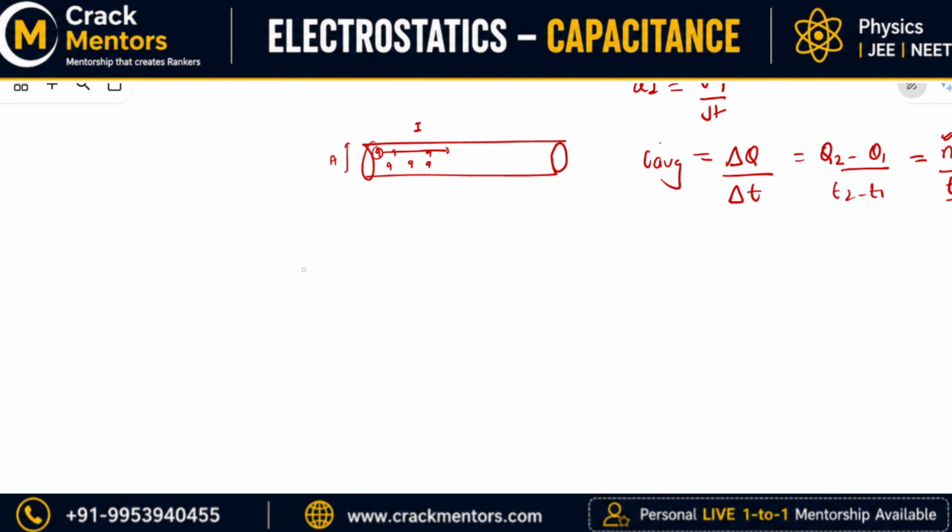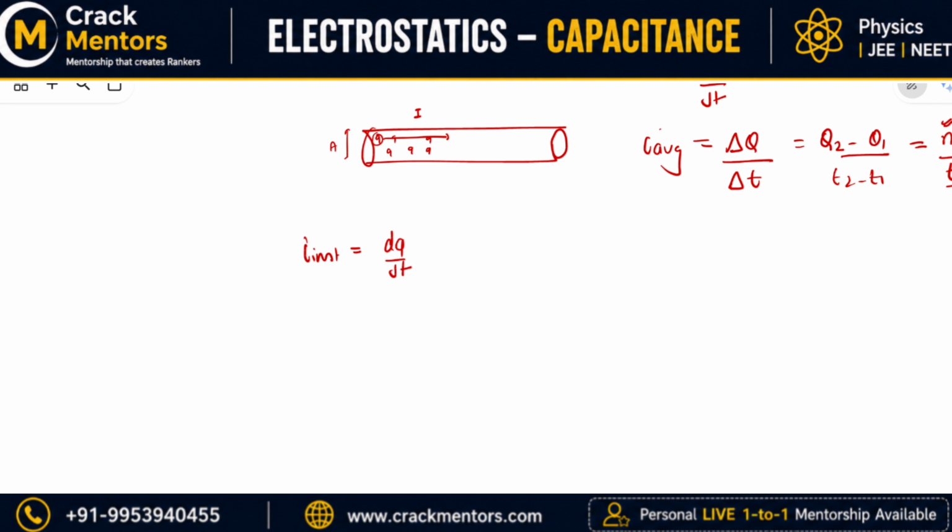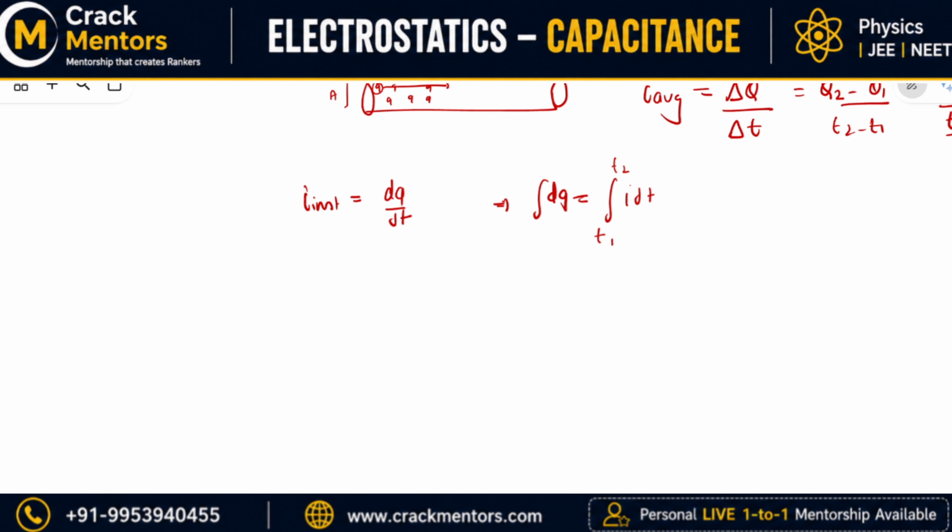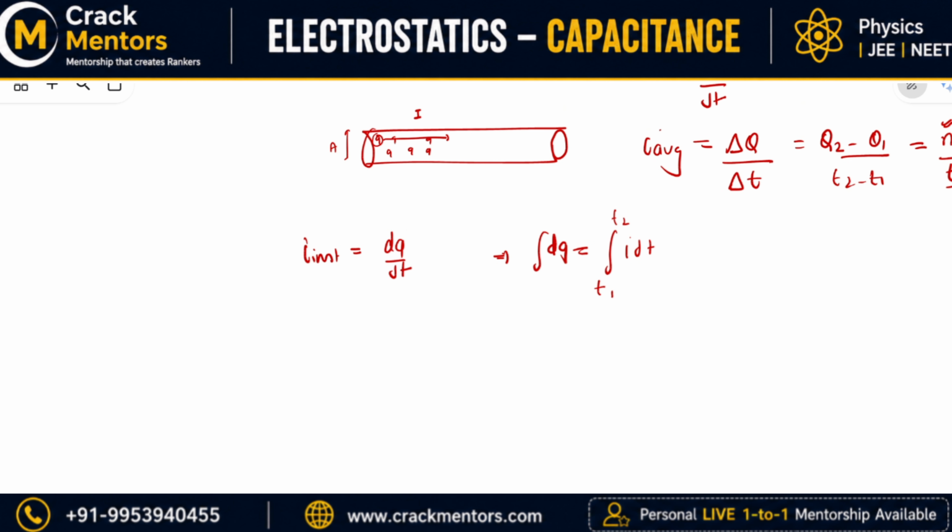Out of everything, what is the most important formula? The most important formula is that the instantaneous value of current is dq by dt. Now if I just change the terms here, I can write dq is equal to integral of i dt. This is also one of the important formulas that you will use while doing the questions. So q is equal to integral of i dt. This is also something you should know.